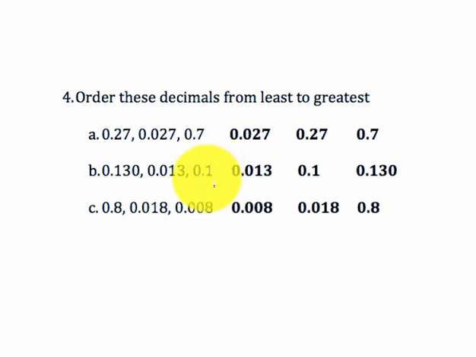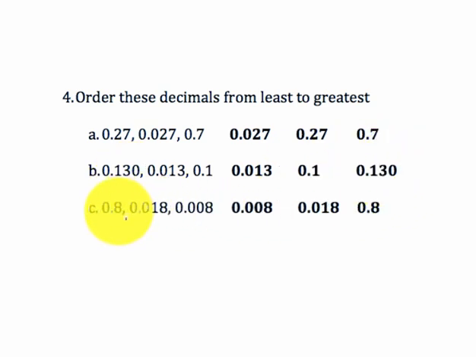So as far as the tenths are concerned, they're equal. So we have to go on to the next spot to the right. This one has a 3, and this one has nothing. So, well, 3 is more than nothing. So I'm going to take this decimal, 1 tenth, and put it here. And then that leaves us with 130 thousandths as our largest decimal.